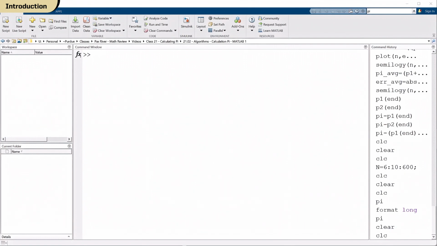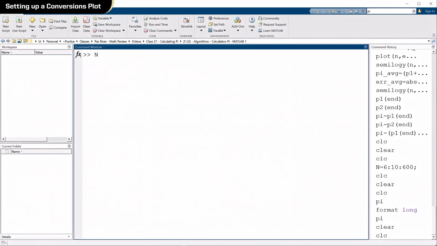Since it's so easy to evaluate in MATLAB, let's use Archimedes' method, but let's do this for a variety of ends, or a range of ends, and let's make a convergence plot. So to start, let me say n equals 6. We'll start there in steps of 10 maybe, and let's go to, I don't know, 600.